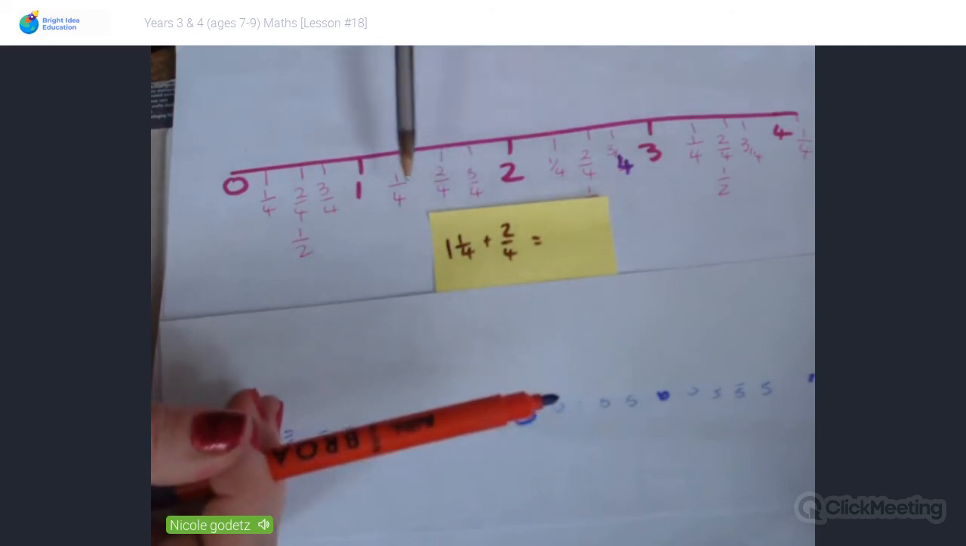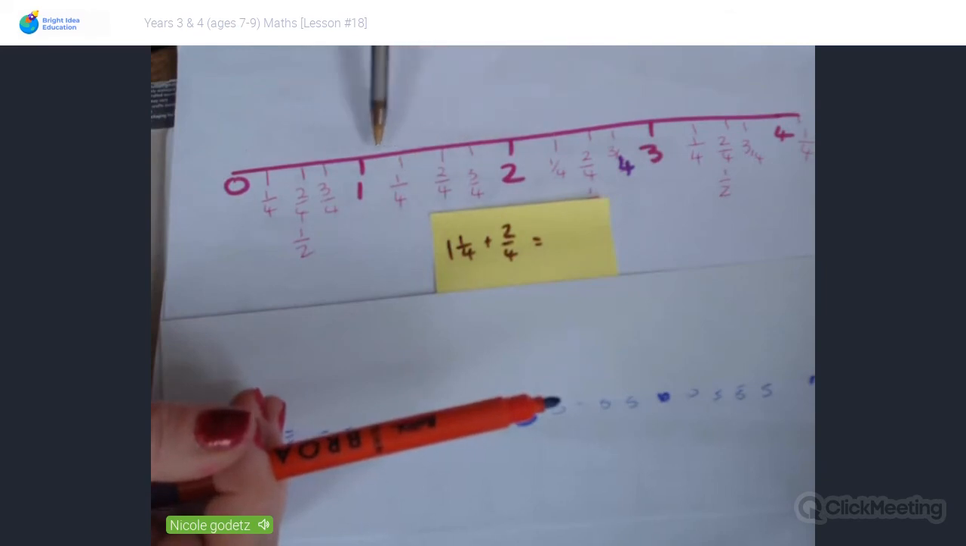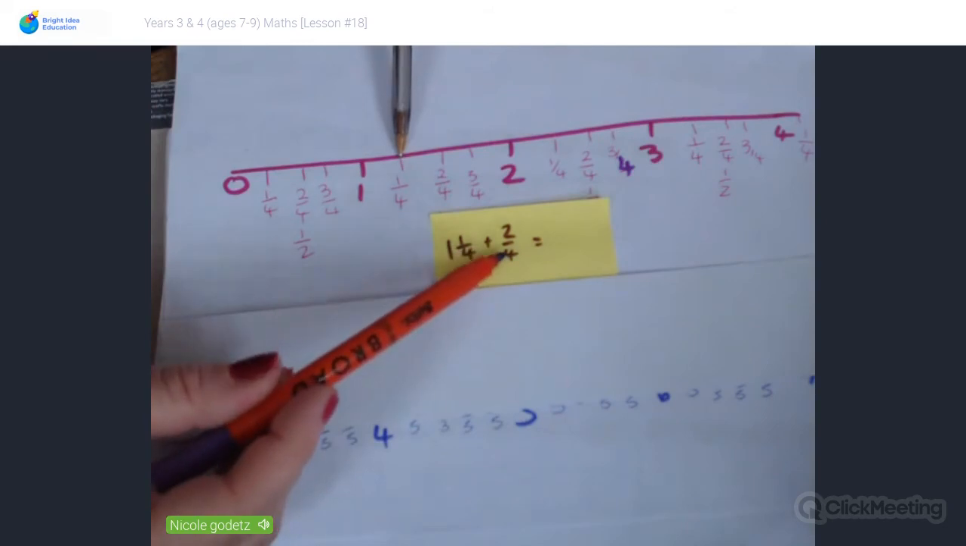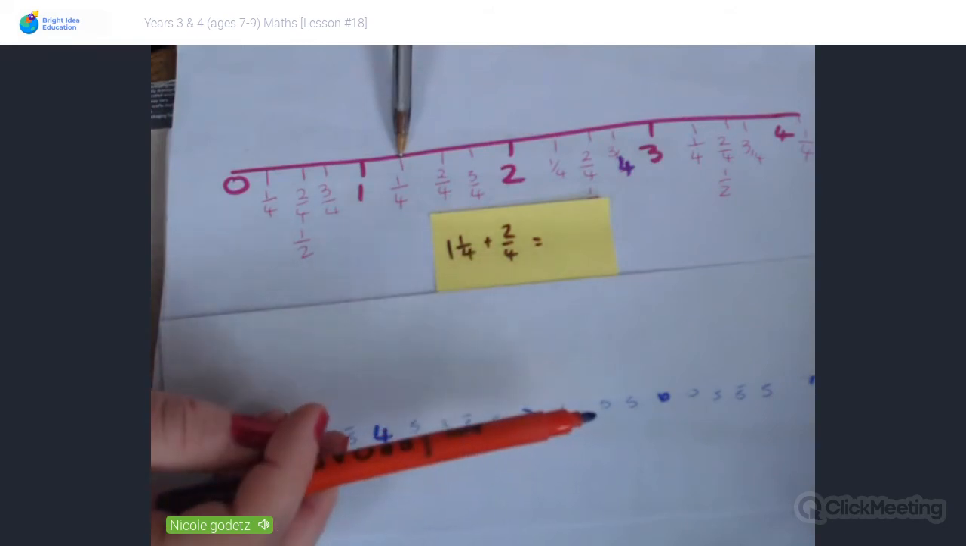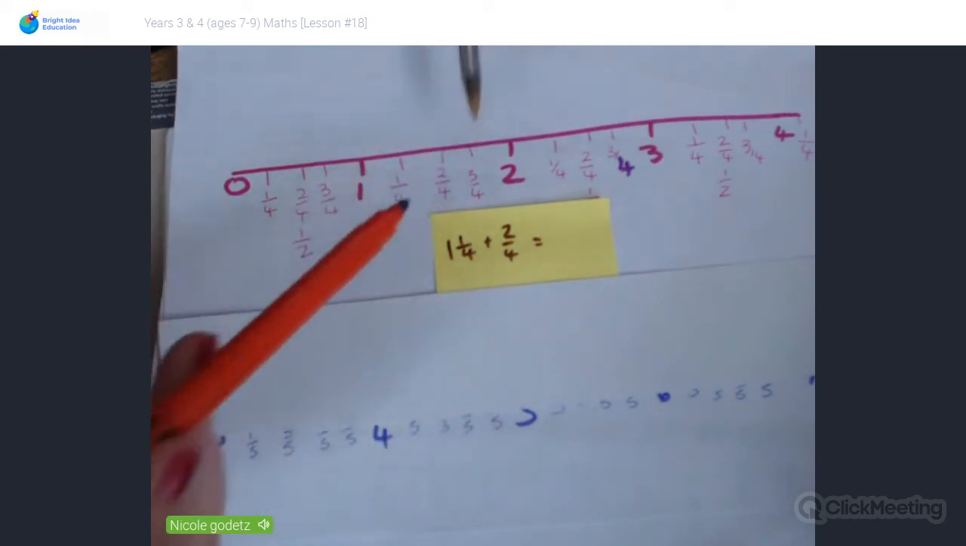Okay, so we're starting with 1 whole and 1/4. So there we are, 1 whole and 1/4. And we are adding on 2/4. So let's jump 2/4: 1, 2. So we come to 1 whole and 3/4.